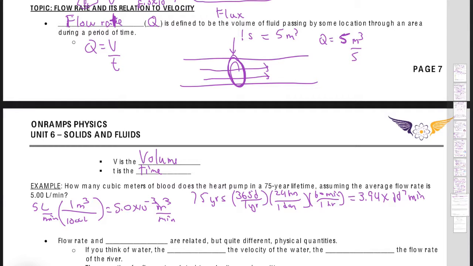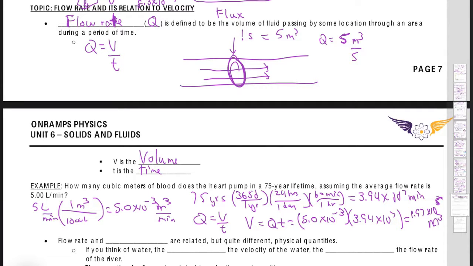Now all I'm going to do is use my equation Q equals V over T, so volume equals QT. I'm going to do 5.0 times 10 to the negative 3 times 3.94 times 10 to the 7th, and I'm going to get a volume of 1.97 times 10 to the 5th cubic meters. Again, I apologize for being very sloppy. So that is the amount of volume that flows through the body in 75 years.